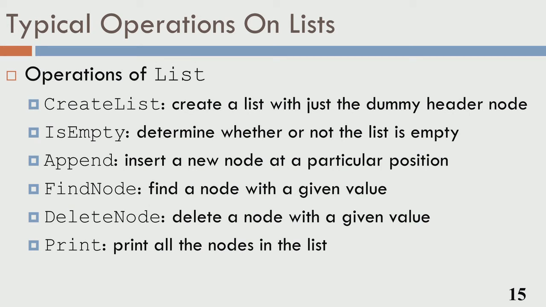So, there are several operations that happen on a linked list. You have create list, you may want to check if a list is empty or not, you want to append to a list, you want to find if a node is there or not, you want to delete a node, maybe print the list, insert at a particular position. There may be several things that you may want to do with the list. So, you will see a subset of these things in the class on list later.